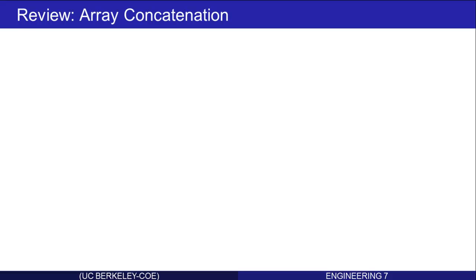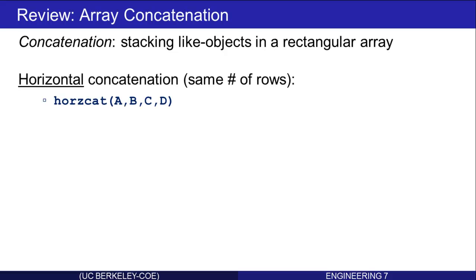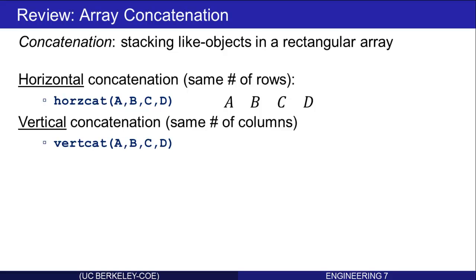At this point, let's step back and review array concatenation in Matlab. Remember that concatenation is the stacking of like objects in a rectangular array. Horizontal concatenation is for objects with the same number of rows, stacking them horizontally, while vertical concatenation is for objects with the same number of columns, stacking them vertically.